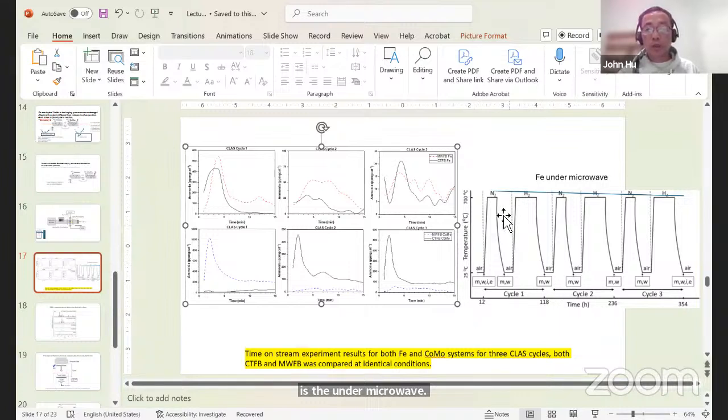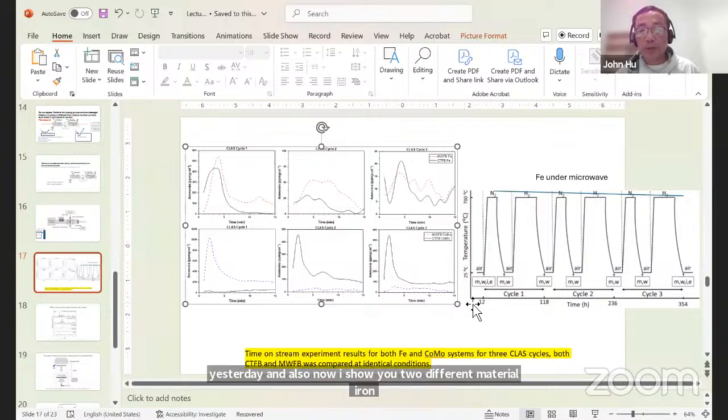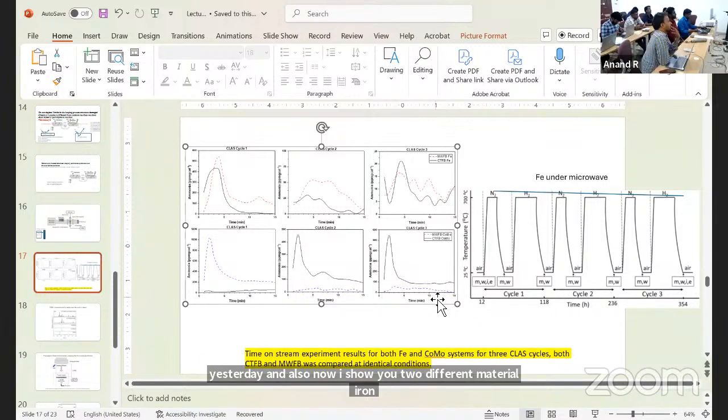Is that what your question was about, the theory we discussed yesterday? And also now I show you two different materials, iron and cobalt moly. They behave differently under microwave. Did I answer the question?